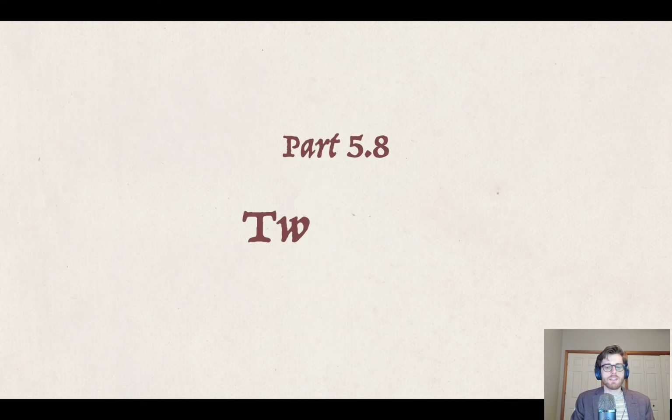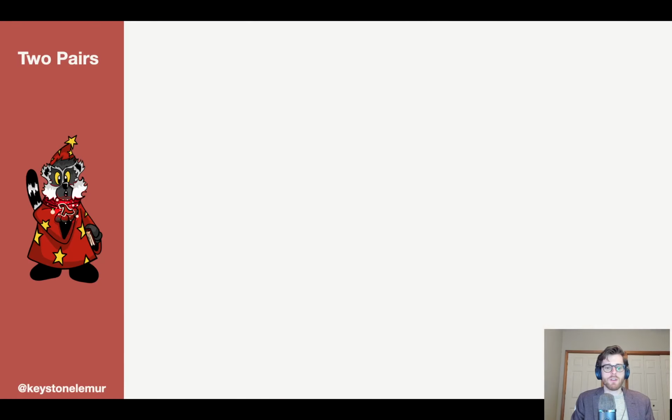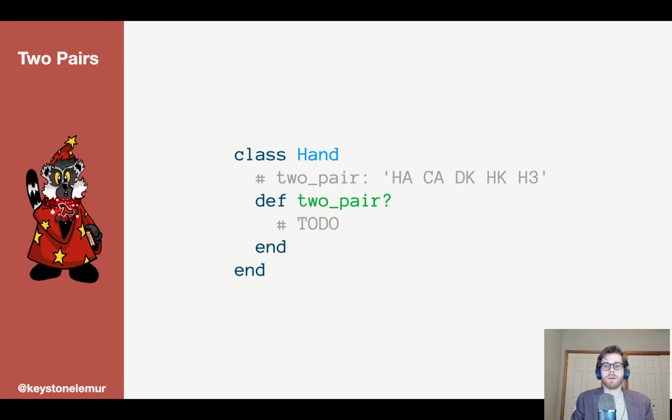The next is two pairs, and as the name suggests, are two pairs of the same ranked card. Going back to our hand, we want to start with an example of two aces and two kings, and define a method to match.